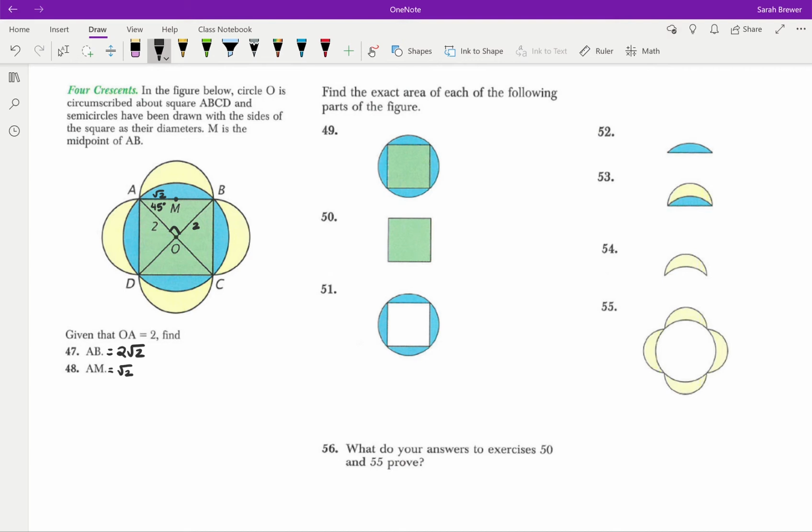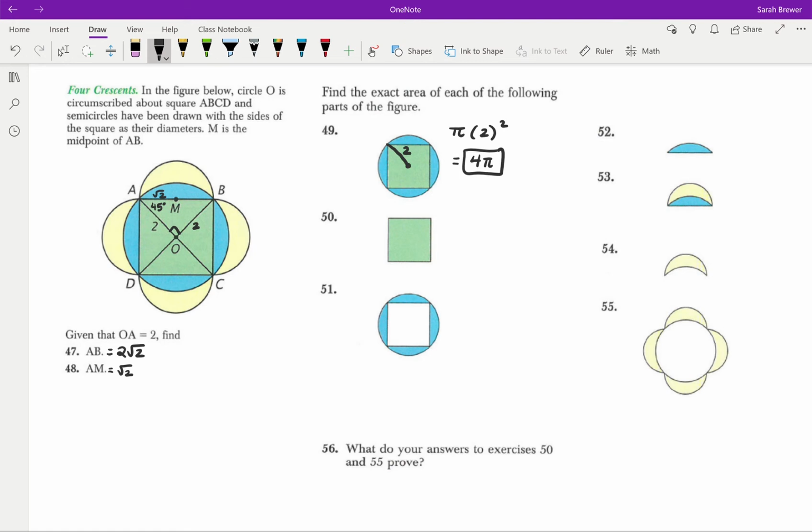So the first thing we want to find in number 49 is the area of essentially that whole circle. The fact that it has a square inscribed in it at this point isn't really relevant because the entire circle is shaded in. So all we need to know here is our radius, which is 2. So our area is pi times 2 squared, or 4 pi. Easy peasy.